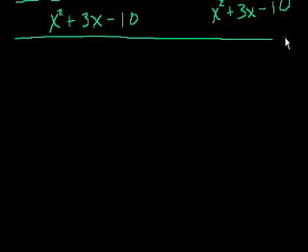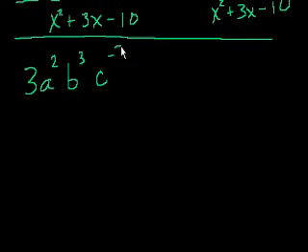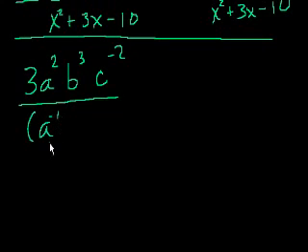Next problem. I'm almost out of space. I'll draw a line here just so you don't get distracted. What is a simplified form of 3a squared b to the third c to the minus 2, all of that over a to the minus 1, b squared, c, and all of that is to the third power?